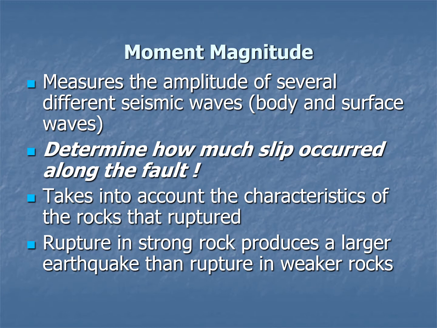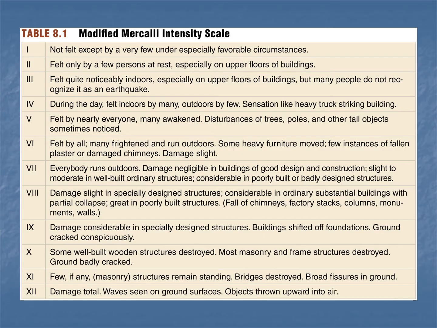They might initially say it's a 9.0. And then a few hours later or the next day, they might change it to 9.1 because not only are they looking at the amplitude of body and surface waves, but again, they're going in and looking at the after effects, how much slip occurred, and looking at the nature of the rock. So we could say that the moment magnitude is a much better descriptor than just Richter scale.